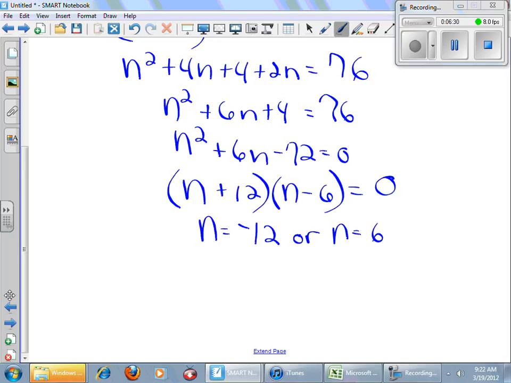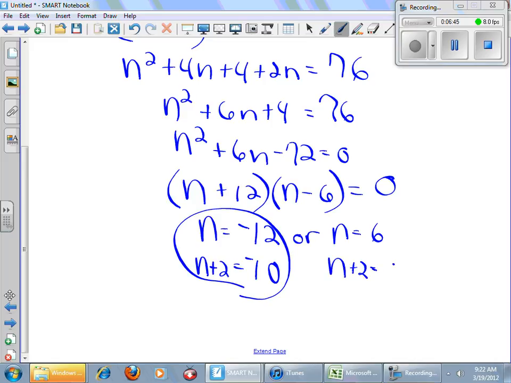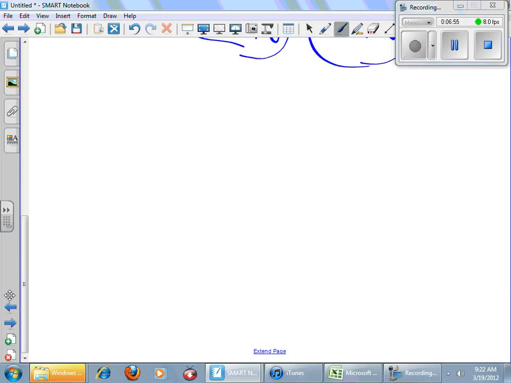Now the problem doesn't say whether they're positive or negative, so my choices are negative 12 and negative 10, or 6 and 8. So those are the choices. I could always check them by squaring the second of the 2 and adding it to twice the first. You will get 76 in both cases.